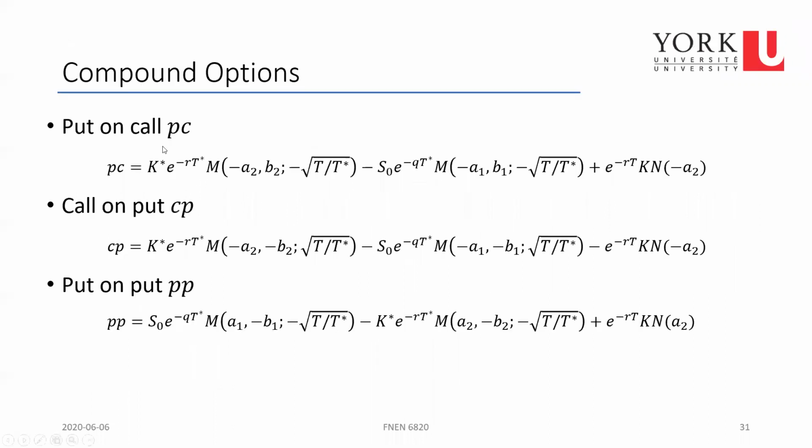And so if you apply the same approach, a put on a call formula will be this, and a call on a put will be this, and a put on a put will be this. We know what A1, A2, B1, B2 are, so we can price them.